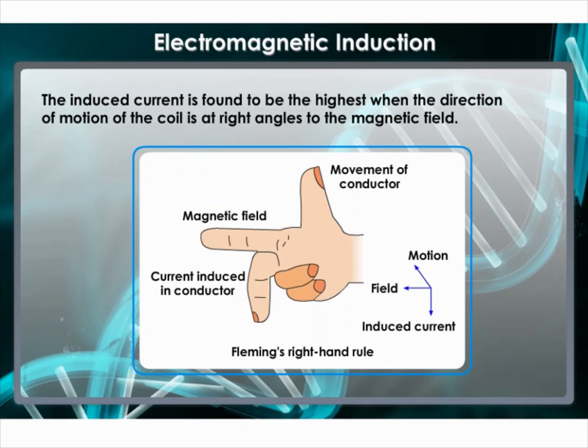In this situation, we can use a simple rule to know the direction of the induced current. Stretch the thumb, forefinger, and middle finger of the right hand so that they're perpendicular to each other. If the forefinger indicates the direction of the magnetic field and the thumb shows the direction of motion of conductor, then the middle finger will show the direction of the induced current. This simple rule is called Fleming's right-hand rule.